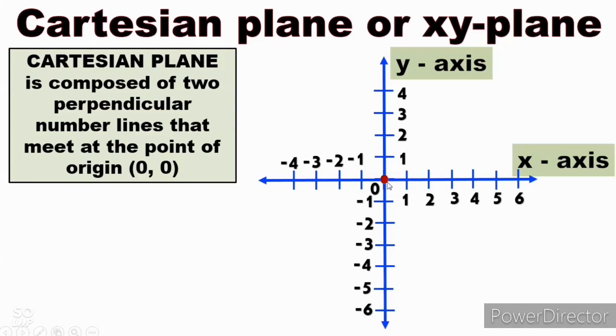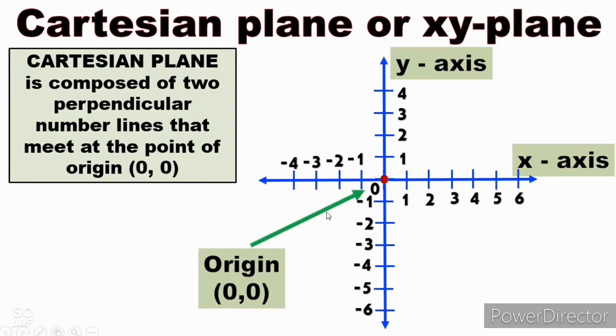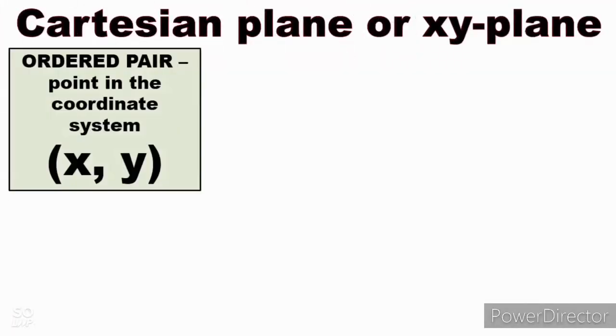And then, yung point na nasa pinakagitna, which is intersection ng dalawang number line, yun yung tinatawag nating origin, which is ang ordered pair po nito is 0, 0, or the coordinates is 0, 0. Okay, yan po yung parts ng Cartesian plane natin, it is composed of two number lines. Okay, so next, let's proceed.